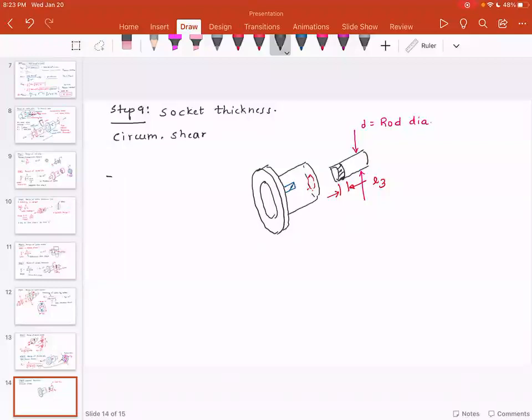And tau is equal to P divided by pi times the rod dia times L3, wherein D is known and L3 can be found out. So with this, we should be able to find out the socket thickness. The next thing is step 10.